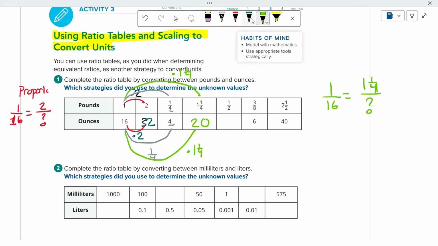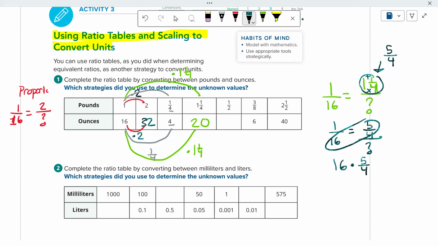If you wanted to do this by hand, I'll write it in this cool blue. I would convert this term into an improper fraction. 1 times 4 plus 1 is 5 over 4. So the real problem is 1 over 16 equals 5 over 4. You know how to cross multiply and then divide by 1. You know how to multiply by fractions. So if you don't, here's a little reminder. 16 times 5 over 4. You would write it over 1 and do your math. And that would give you 20 over 1.